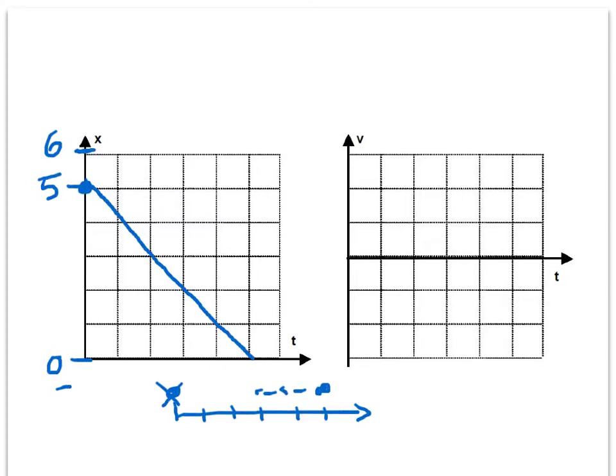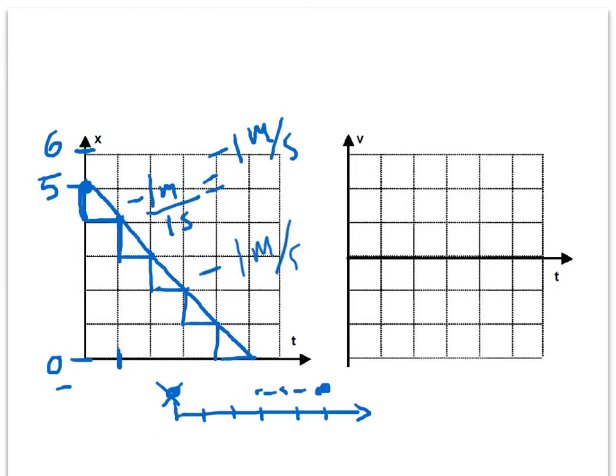So again, let's analyze the slope of this. For the first second, my rise is -1. I dropped down 1 meter. That's minus 1 meter, and my run was 1 second. So minus 1 meter over 1 second equals minus 1 meter per second. Same thing here: minus 1 meter, 1 second. So the slope for all of these points is -1 meter per second.